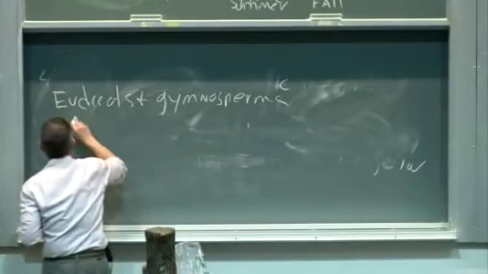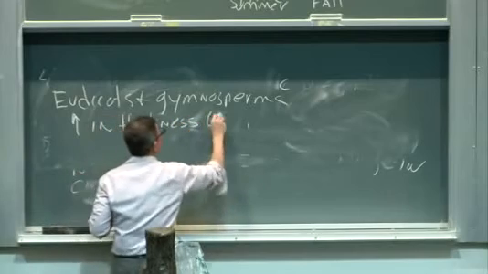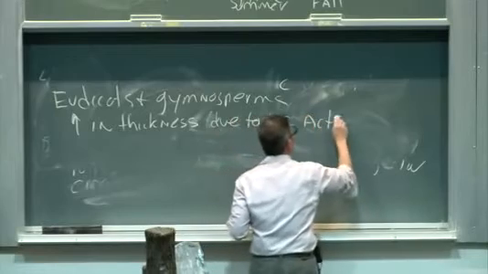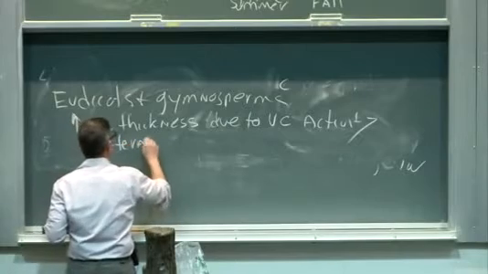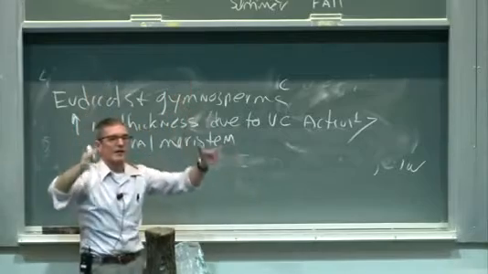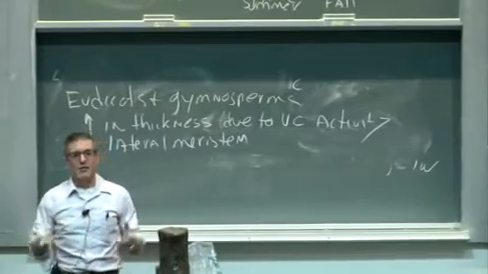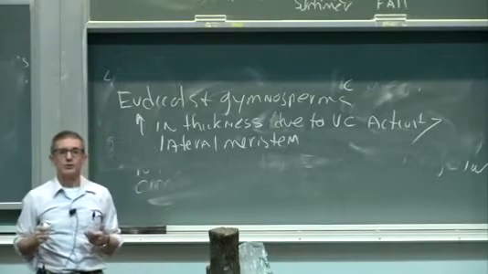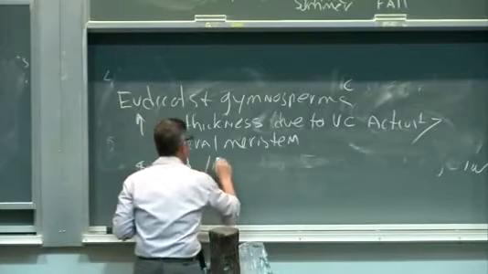And we can get an increase in thickness due to vascular cambium activity. And we said the vascular cambium is a lateral meristem. It runs up and down the length of the tree, a lateral meristem, not an apical meristem. But there's also another way of increasing the diameter of the tree. And it is due to a second lateral meristem.